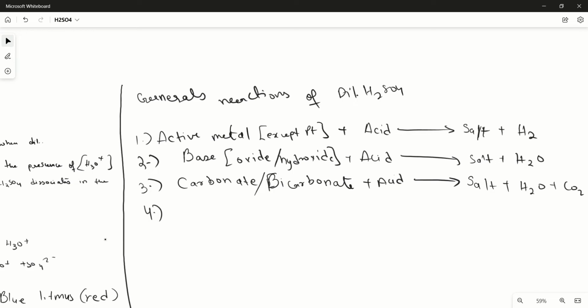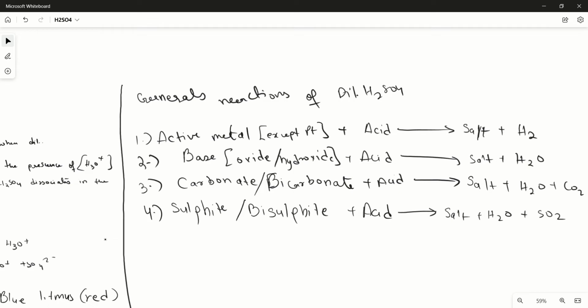Carbonate, bicarbonate. Then what else? Sulfite and bisulfite. Sulfite. Bisulfite. This plus the acid gives salt plus water plus sulfur dioxide. Salt, water, sulfur dioxide. And finally, a sulfide.